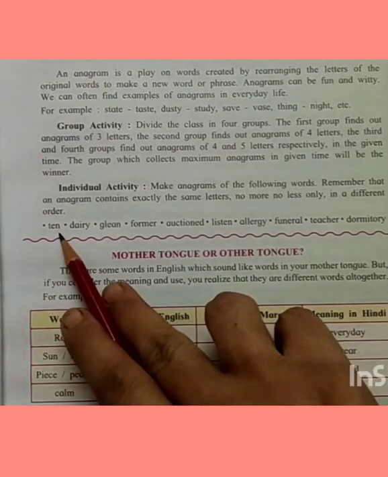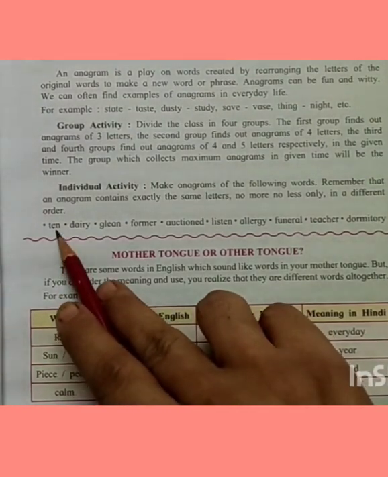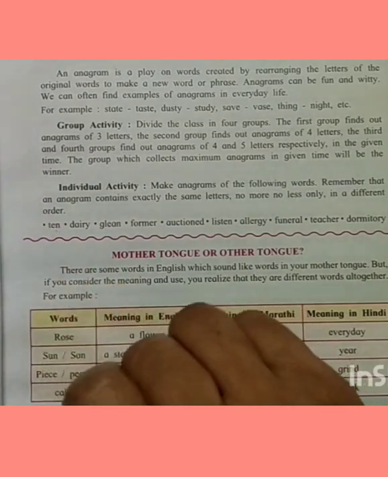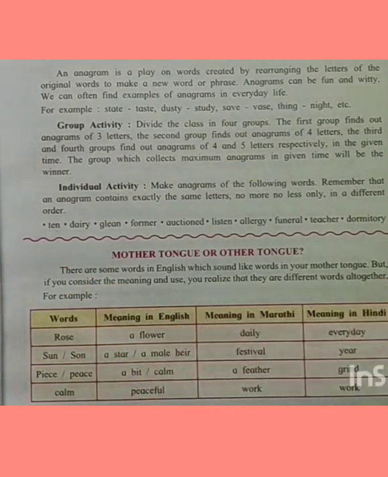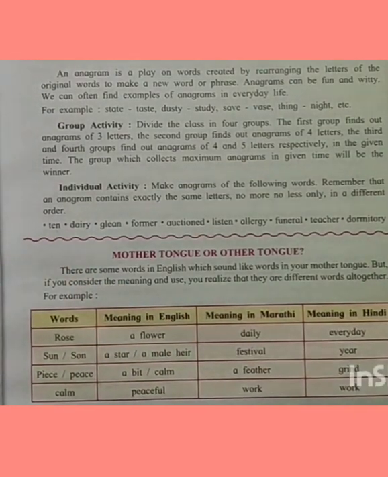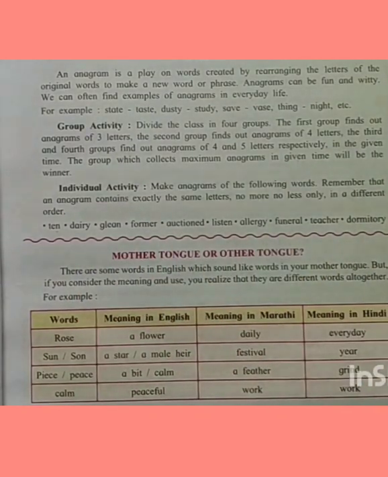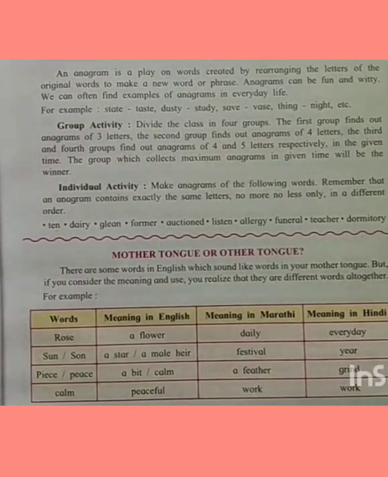Okay, so now what will be the anagram of TEN? Can you imagine, can you think? It will be net, N-E-T, net. So in the same way you have to find the anagrams of all these, and along with that I will also give you a few more words to find the anagram.